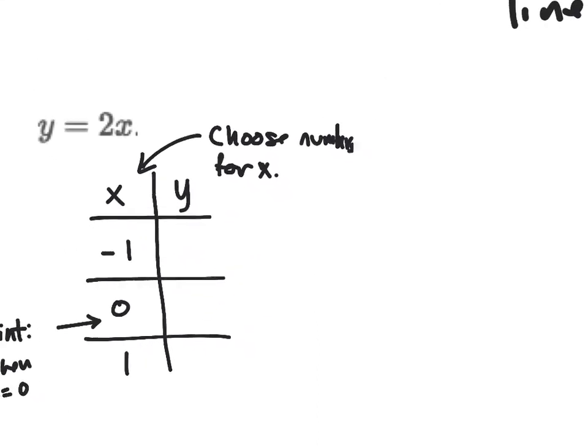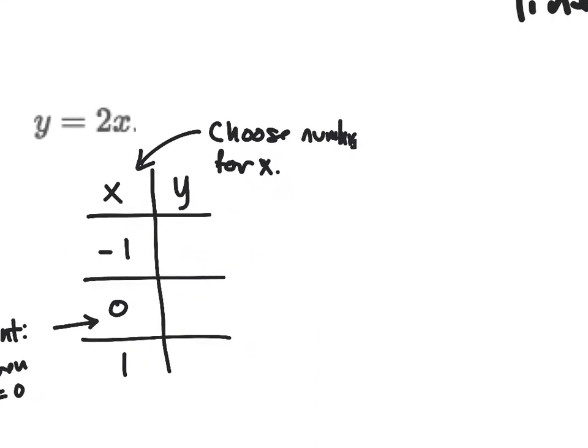I'm going to choose numbers for x, and when I choose those numbers, I plug them into my equation. I'm going to do y is equal to 2 times -1. When I plug in -1 for x, it's going to pop out a y value, and it's going to give me the value of -2. And so I have -1, -2.